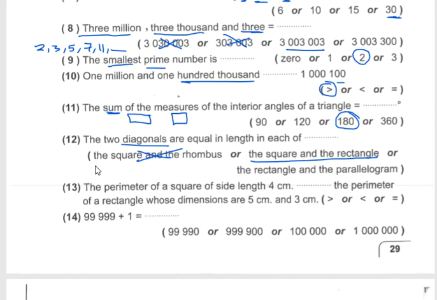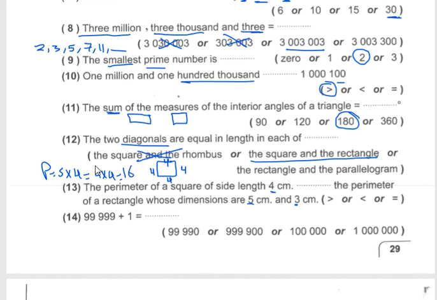Perimeter of a square with side length 4 cm, which is greater, or the perimeter of a rectangle whose dimensions are 5 and 3. We talk about the square. We draw a square like that. He said sides 4. Perimeter of square equals side times 4. Meaning here 4 times 4 equals 16 centimeters.